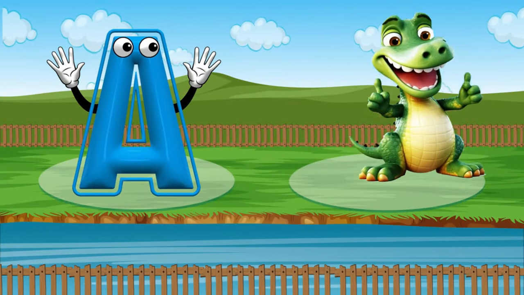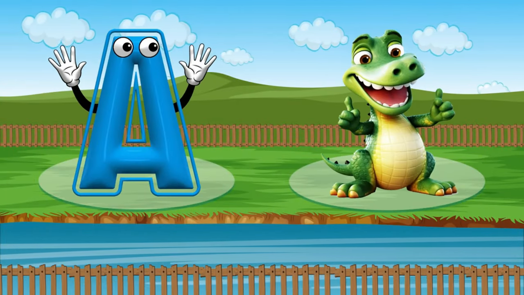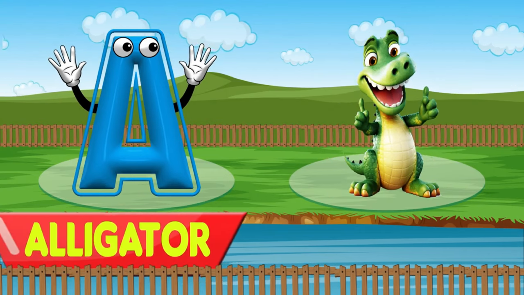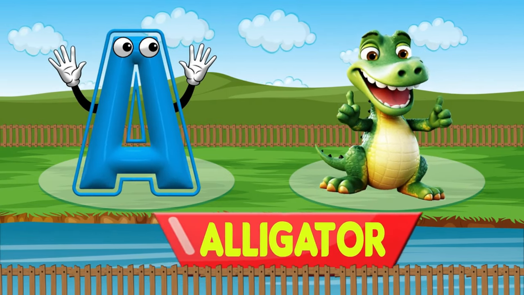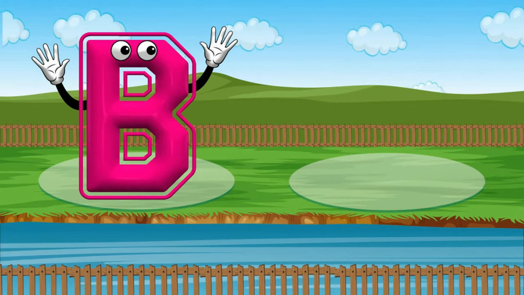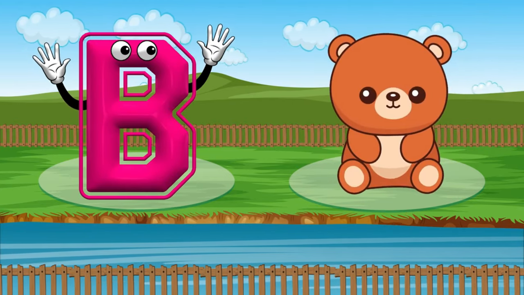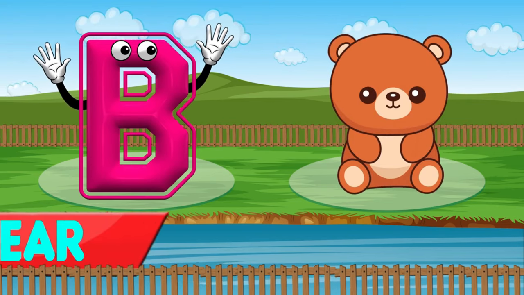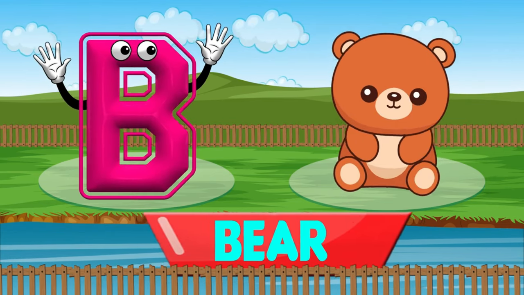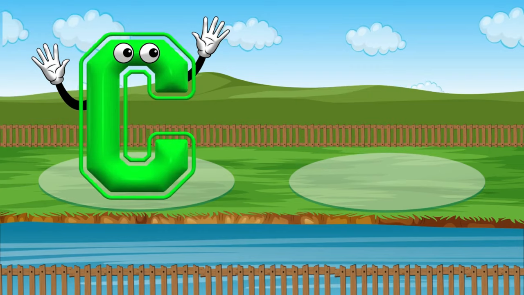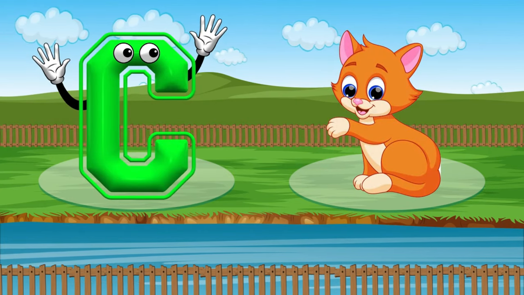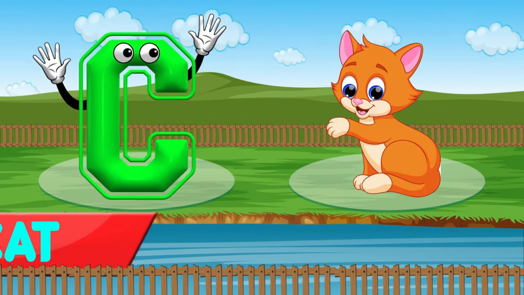A is for alligator. A, alligator. B is for bear. B, bear. C is for cat. C, cat.